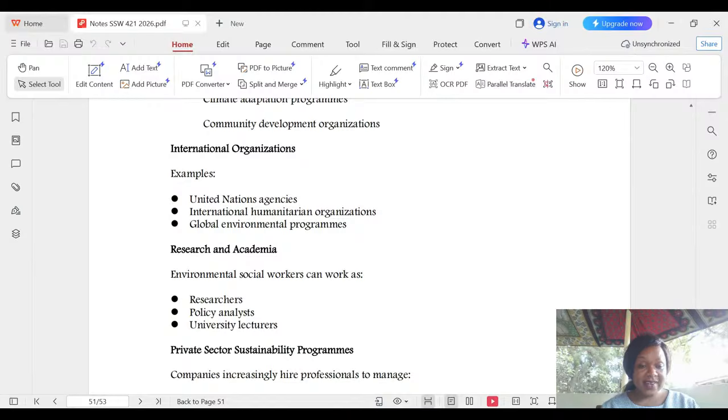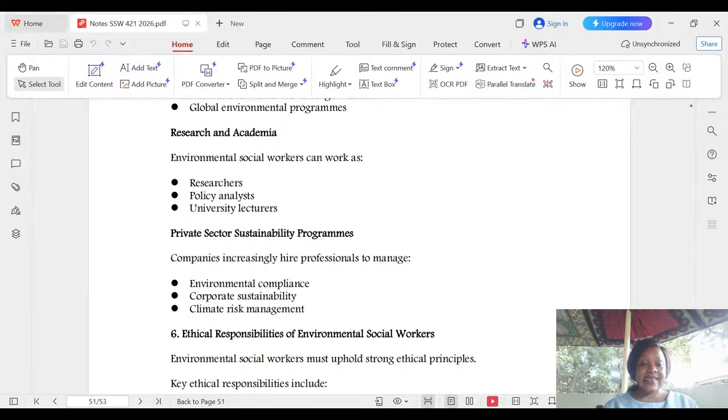You can work as a researcher in environmental matters. You can be a policy analyst. You can teach in various institutions, okay, on environmental matters. In private sector sustainability programs like corporate social responsibility for industries. You can also be hired to manage environmental compliance for the organization. Like I said, corporate sustainability, climate risk management. Okay. You can also, like I said earlier, just employ yourself and be a consultant and provide for all these organizations various products. Okay. Most importantly is ethics.